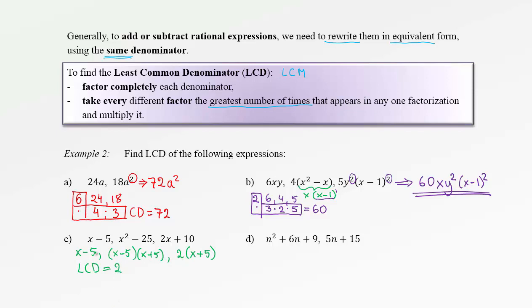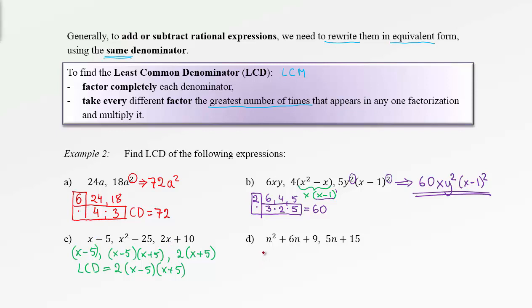So now the LCD for all three of those expressions will be: the numerical coefficient that I need to take is 2, and we have two types of brackets. The x minus 5 appears once here, once there, and not at all here. So we need to take x minus 5 once. In the second type of bracket, x plus 5, again it appears once here and once there. Yes, we need to take x plus 5 to include in the LCD. So that's our LCD for all three expressions.